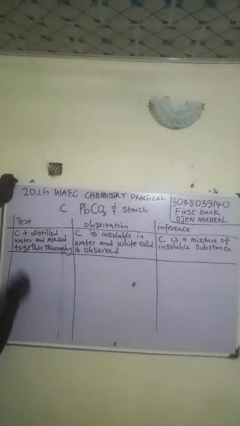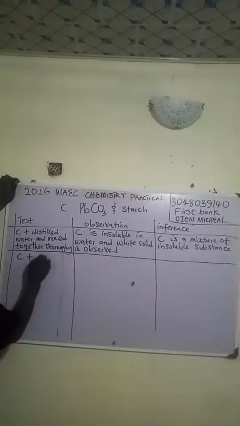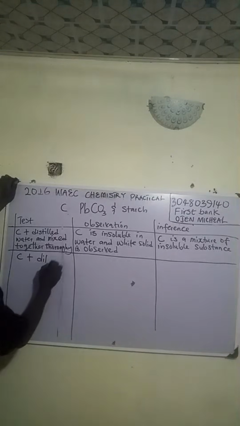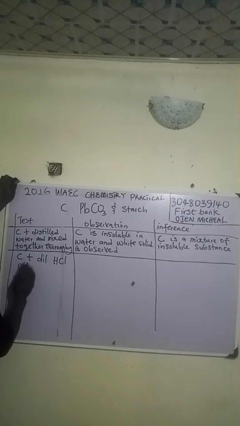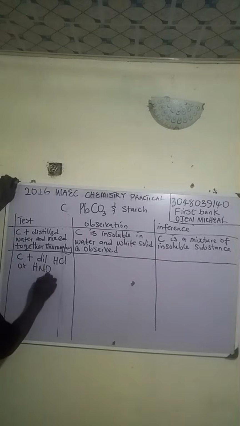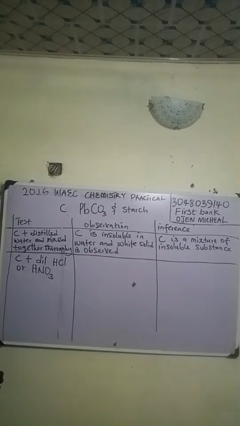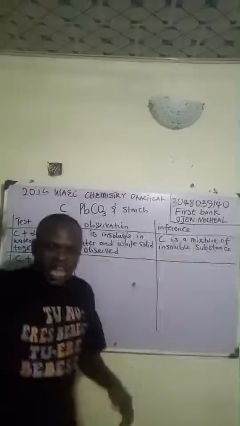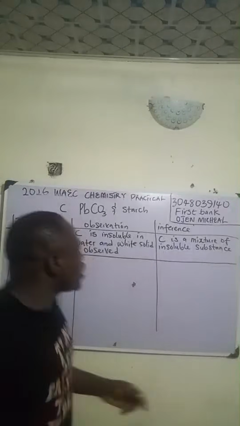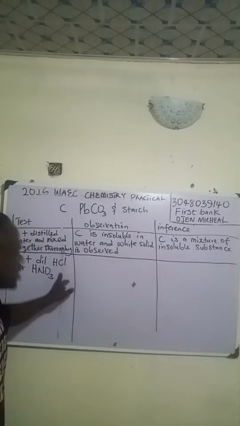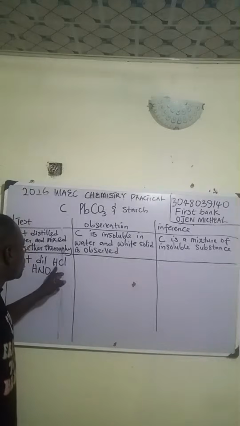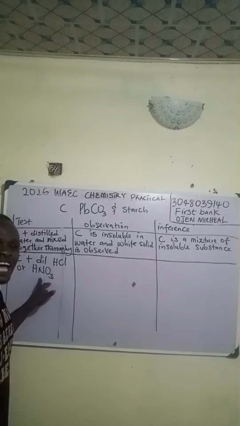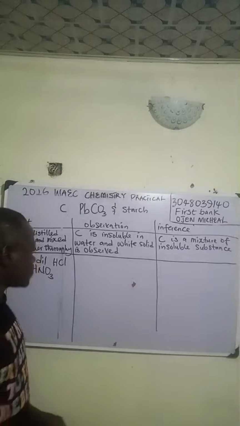Now, the next thing is C now plus dilute HCl or HNO3. That is why I say that this one is direct. It depends on how they will ask you. They cannot ask you to use HCl and use HNO3. One must be given. It is either you use HCl or you use HNO3. I will explain why.